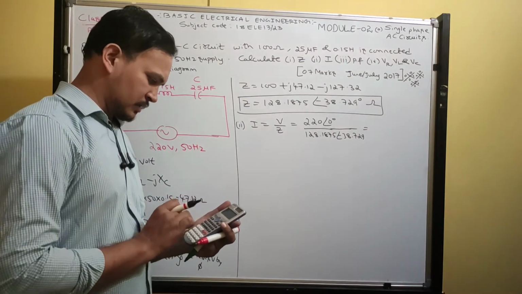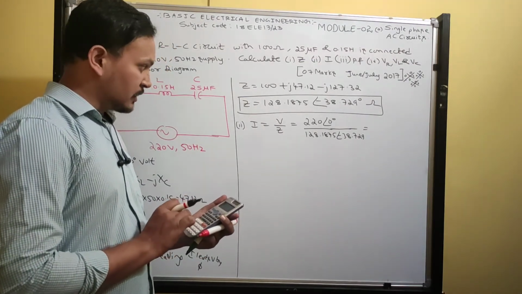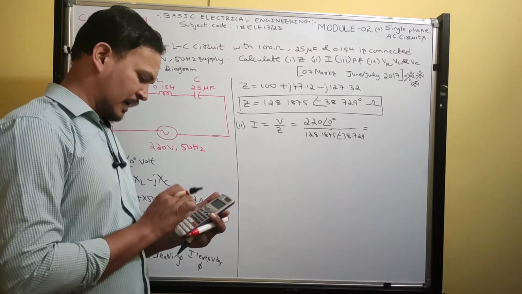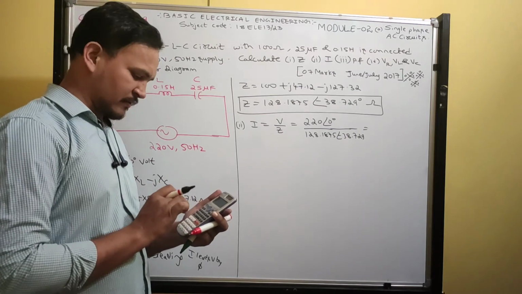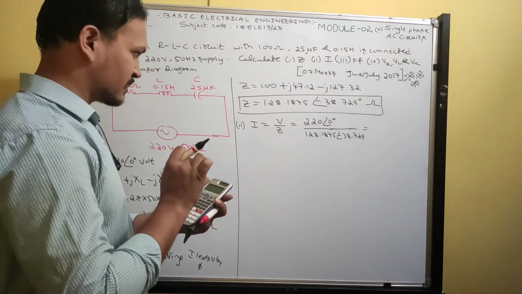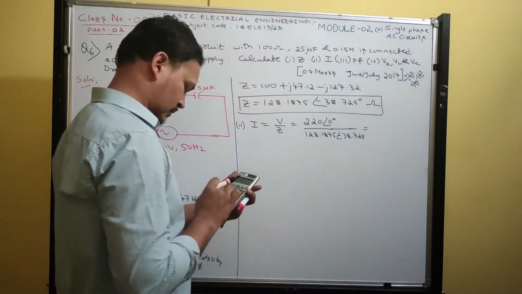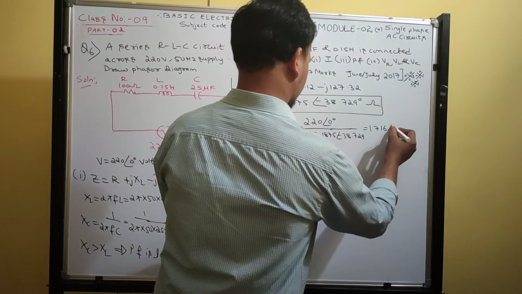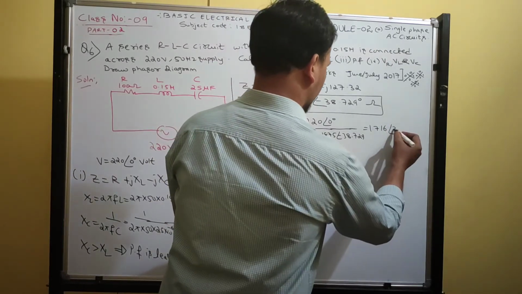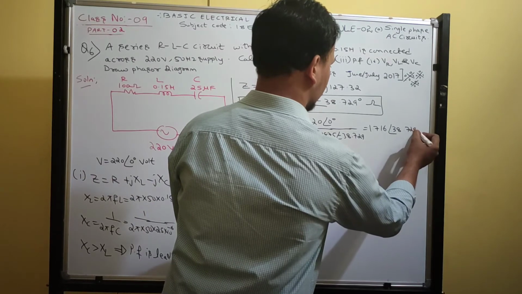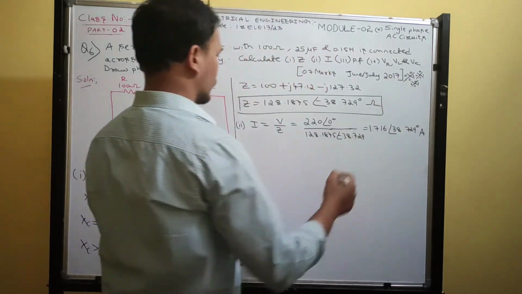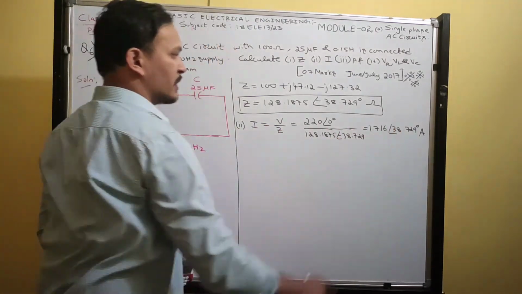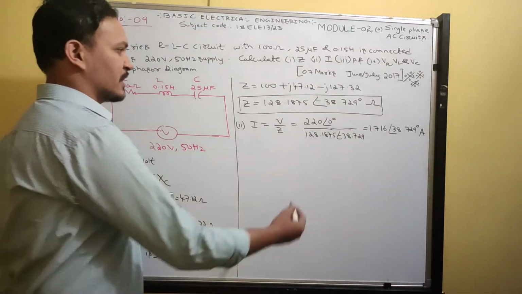220 at an angle 0, divided by 128.1875 at an angle of minus 38.729. How much will we get? Okay, I'll convert into polar form. I got the answer 1.716 at an angle of 38.729 degrees. So with respect to voltage, current leads the voltage by how many degrees? 38.729 degrees. Current is also calculated.